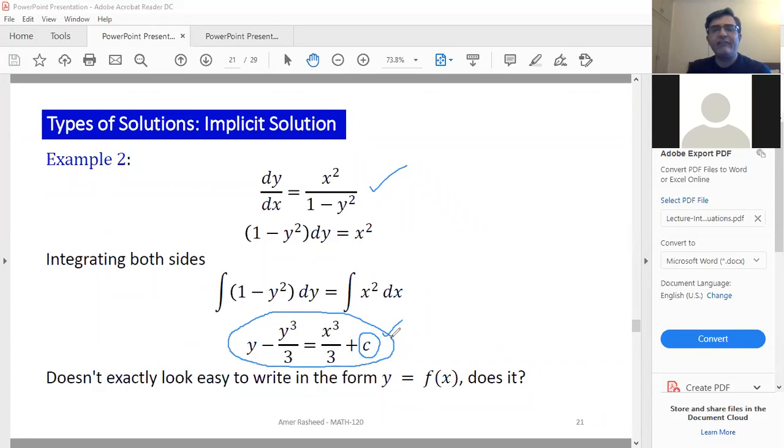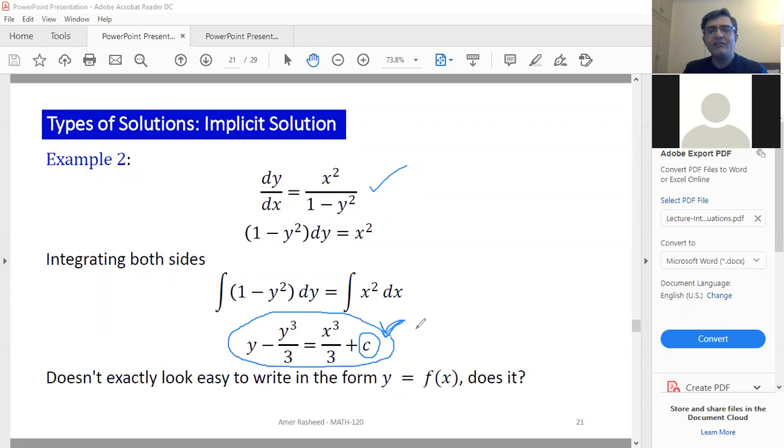If we change the value of the constant, the function will change. So if this is an arbitrary constant, C belongs to R. How many values can C take in R? C can take infinitely many values. So how many solutions do we have? Infinitely many solutions here, unless we find some particular value of C. So the set of all these solutions forms a family of solutions.